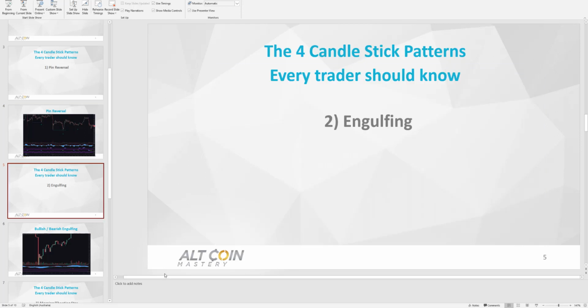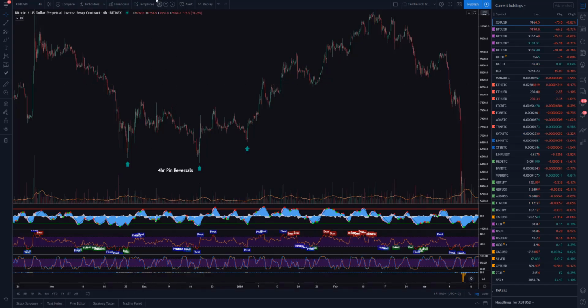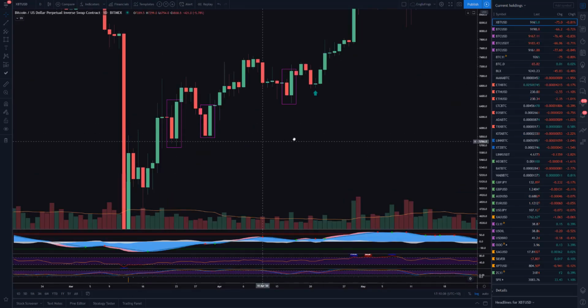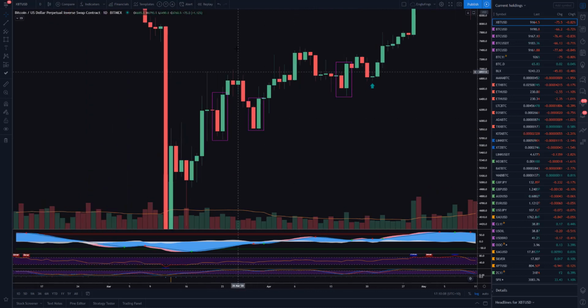Now, the second one that I want to talk to you guys about is engulfings. We have bullish and also bearish engulfings, and they're both just as important as the other. This is a really good example. A bullish engulfing is when we have a red candle that goes down with the close at the bottom, and then the green buying candle next to it will be larger than the candle before it, and it will leave as an engulfing candle.